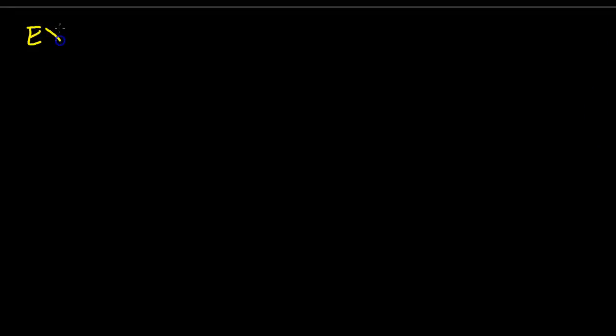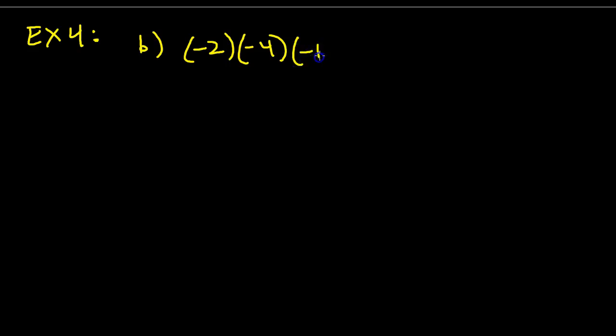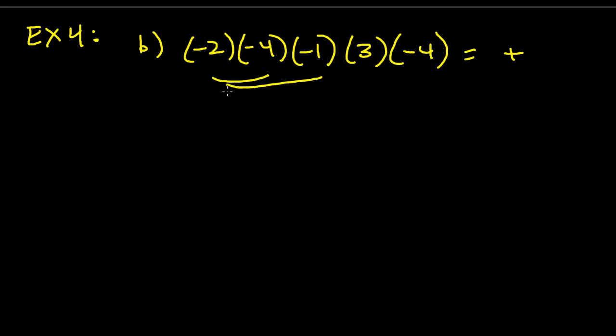Again, same example in the text, example 4, page 61. You've got another string of multiplications here: minus 2 times minus 4 times minus 1 times 3 times minus 4. Well, if you've got an even number of negative factors in your string, of course you're going to get a positive result. Let's see if that pans out, right? Negative times negative is positive. Positive times negative is negative. And again, negative times negative is positive.